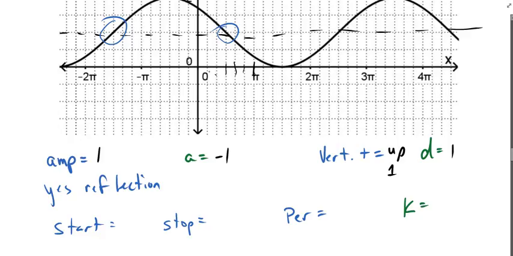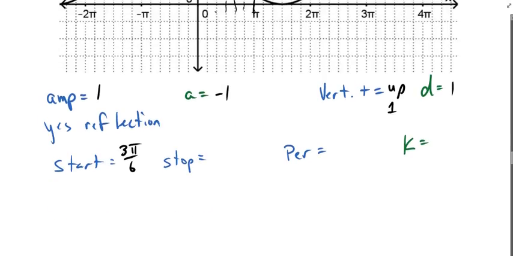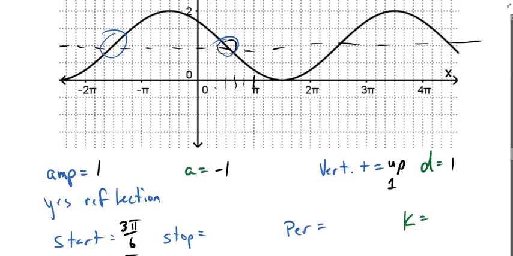Okay, so that's 1, 2, 3. It starts at 3 pi by 6, which is actually pi over 2. But it's fine to leave it as 3 pi by 6 for now, but you should be thinking about reducing it as well. You should be trying to do a bit of both. So then where's the stop? So let's see, I started here and I went all the way over and it looks like I'm back on the 0 line right there.